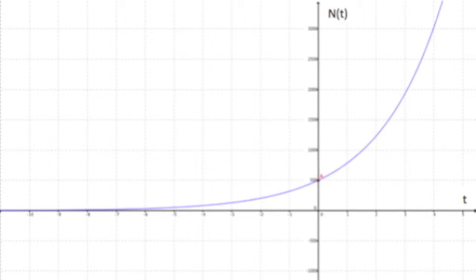I'm going to explain the graph. We can see that t is the independent variable and f of t is the dependent variable. Then we have the red point, or point A, that expresses the initial population, and the blue line that expresses the exponential growth of the bacteria.